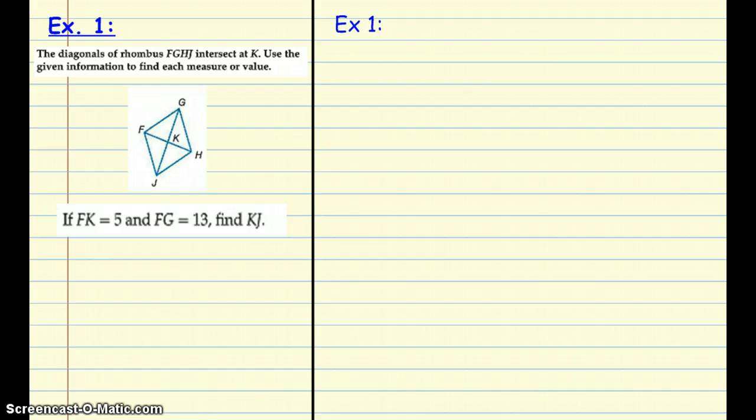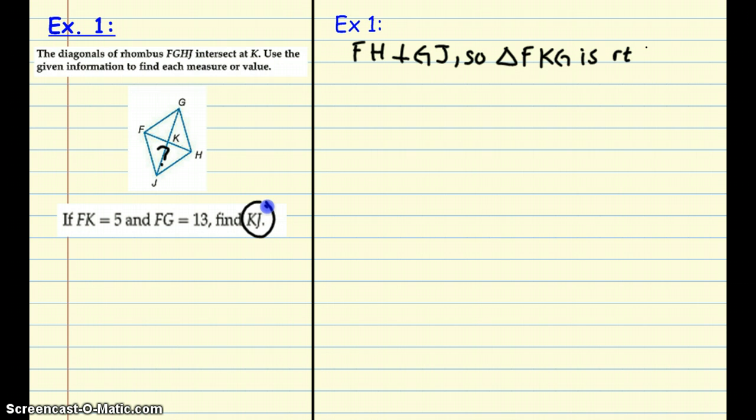It says the diagonals of a rhombus intersect at K. We're going to use what's given to help us find the measure, in this case the length of KJ. So I'm just going to put a little question mark on our diagram. We know that FH is perpendicular to GJ, so the triangle FKG is a right triangle, and that has to do with what you learned about the diagonals.